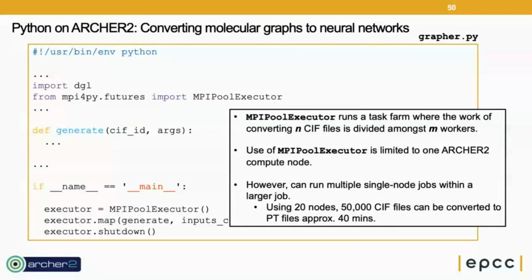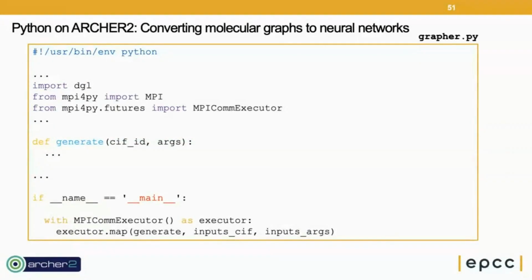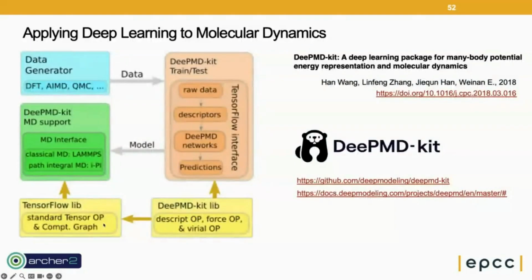With this, you can run about 20 nodes. Each of them is managing a separate task farm, and you can then convert about 50,000 CIF files to PyTorch model files in about 40 minutes. I guess how long it takes will actually depend on the individual CIF file. You can do the same thing, but instead of using MPI pool executor, you can use MPI comm executor instead. The syntax is a bit different down here.